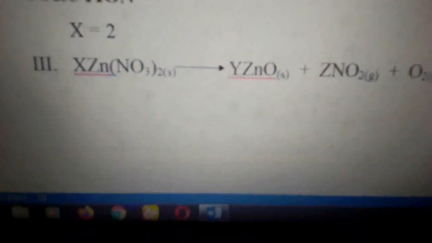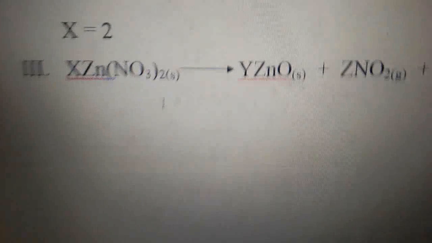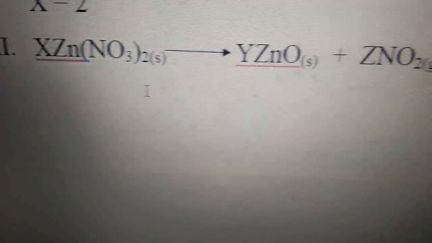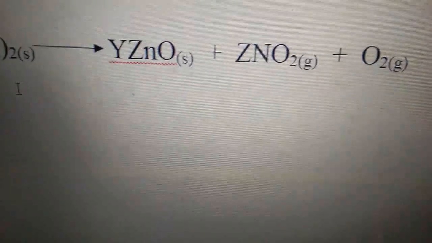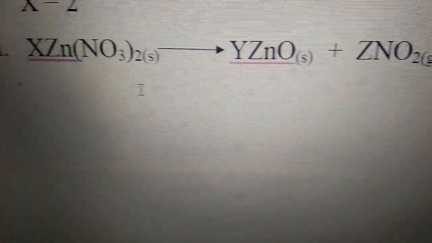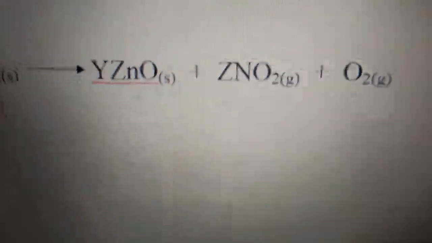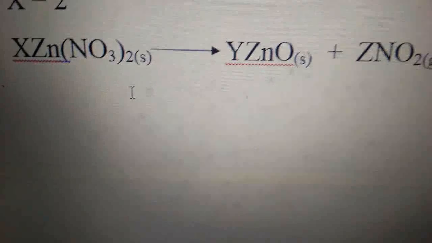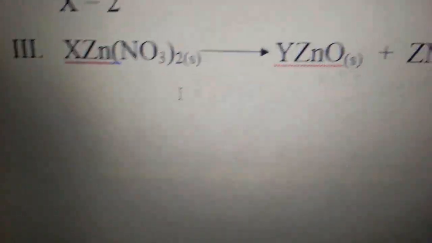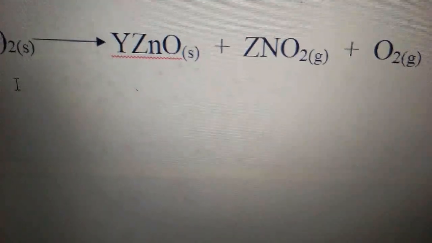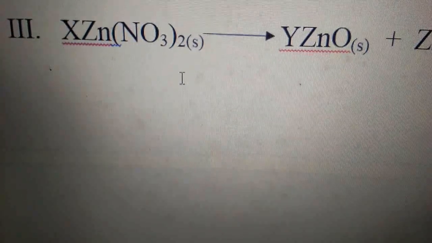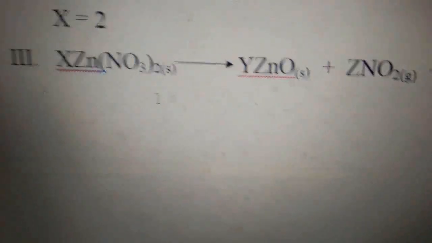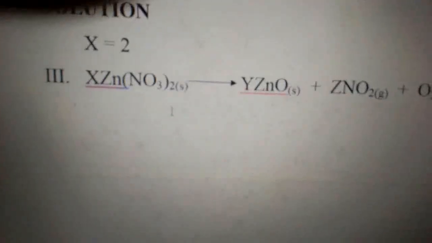So look at this question number 3. Make an attempt on the question: S Zn(NO3)2 gives Y ZnO plus Z NO2 plus oxygen. So you pause the video. You can pause the video and then solve this. Find S, Y, and Z. And after that, you go back to the video and continue and see whether you have the answer right. So let's go to the solution.